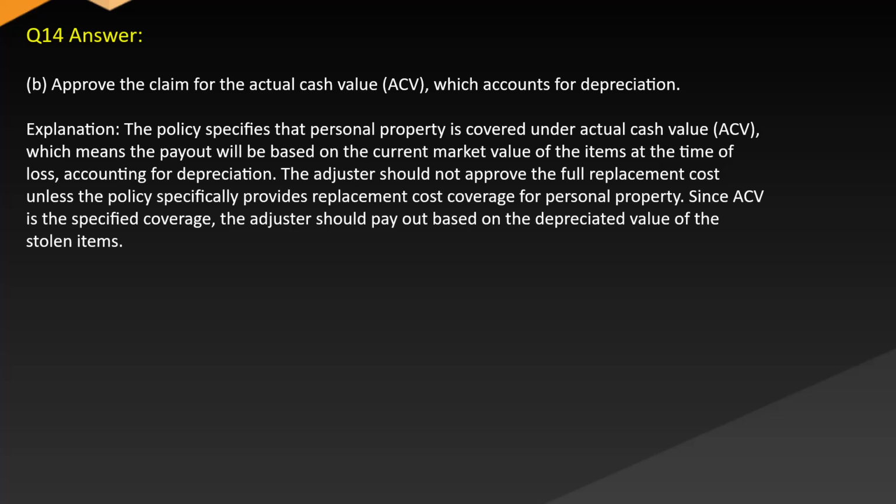Answer: B. Approve the claim for the actual cash value, ACV, which accounts for depreciation. Explanation: the policy specifies that personal property is covered under actual cash value, ACV, which means the payout will be based on the current market value of the items at the time of loss, accounting for depreciation. The adjuster should not approve the full replacement cost unless the policy specifically provides replacement cost coverage for personal property. Since ACV is the specified coverage, the adjuster should pay out based on the depreciated value of the stolen items.